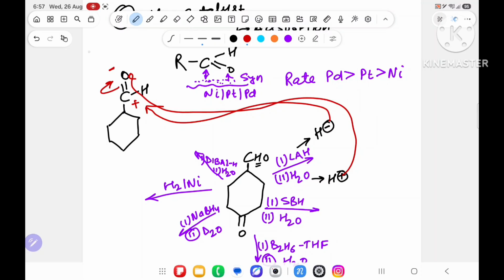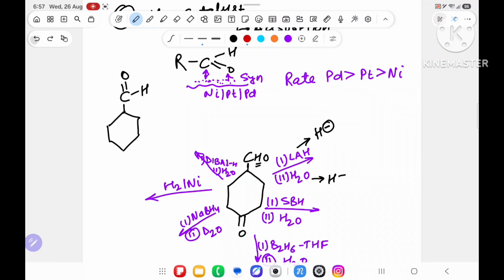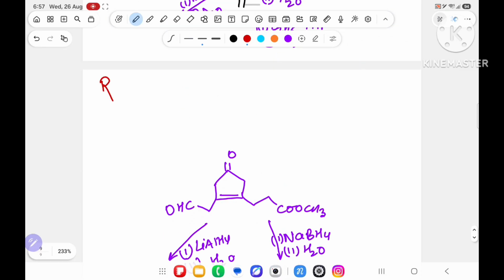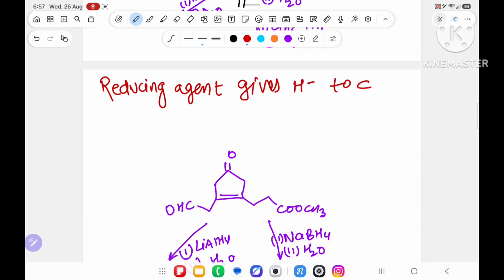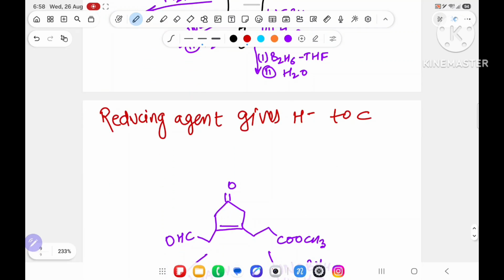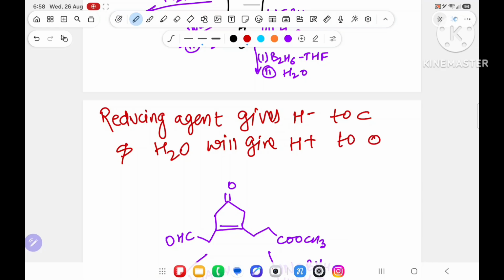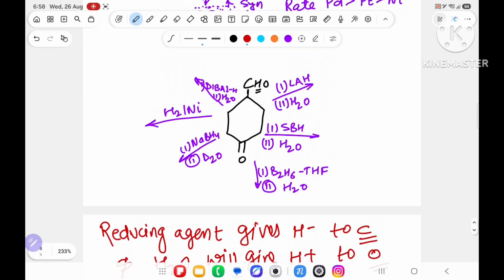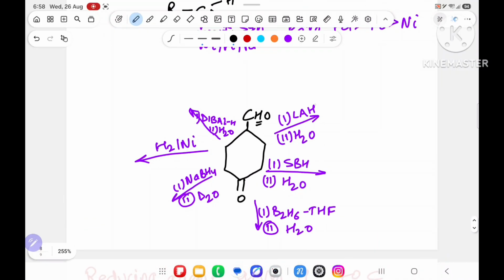Means overall, if I write one thing over here, I hope everyone will understand. The reducing agent gives H minus to carbon, and water will give H plus to oxygen. H minus comes to carbon and H plus to oxygen. So similarly it will give H minus, and it will give H plus.